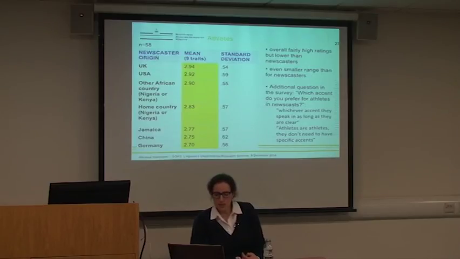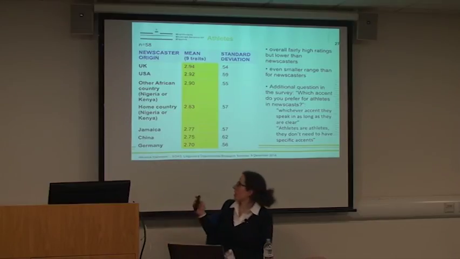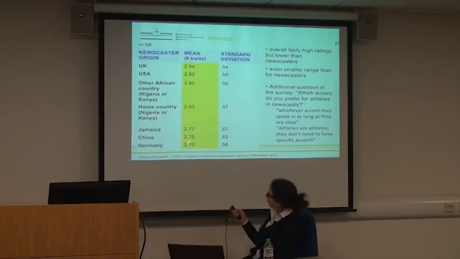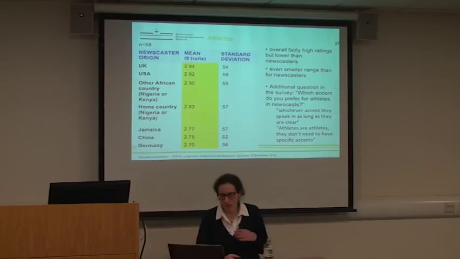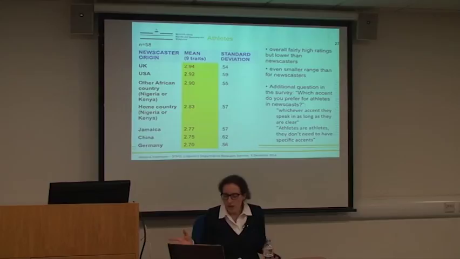For the athletes, we can see that they receive fairly high ratings overall as well, but lower than the newscasters. There's a very small range for the athletes, even smaller than for the newscasters. The lowest overall mean is 2.7, the highest is 2.94. That's really close, and there are no statistically significant differences whatsoever. That also fits with one additional question I asked in the survey: which accents do you prefer for athletes in newscasts? Lots of people wrote something like, whichever accent they speak in, as long as they are clear, or athletes are athletes, they don't need to have specific accents.